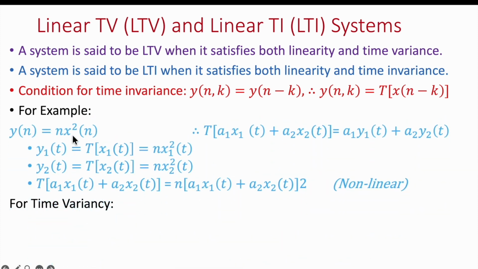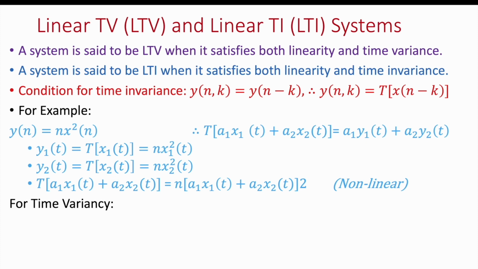So for example, the response of a system is given by y of n is equal to n x squared n. If you apply the linearity principle and take the response of the individual inputs and the combined inputs, you will see that the individual inputs are not equal to the combined inputs. So that is why you can say that the system is non-linear. I just wrote the straightforward answer, but it is your assignment. You need to calculate one by one.